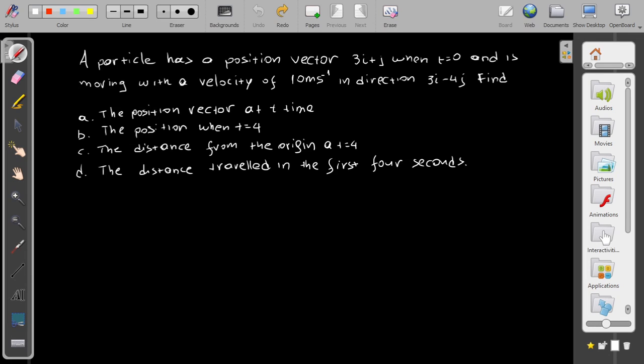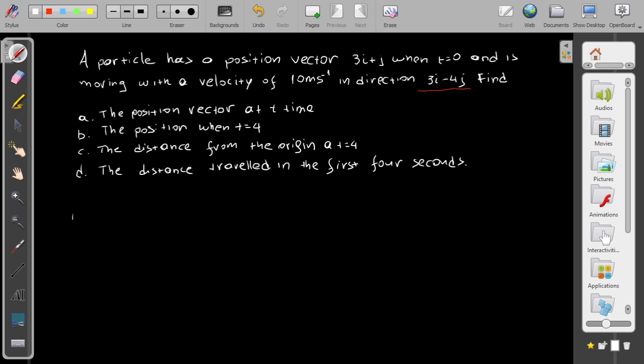Hello, this is Maths with Lemon, and in this example we will see one application of the unit vector. A particle has a position vector 3i plus j when t is equal to 0 and is moving with a velocity of 10 meters per second in this direction. Find first the position vector at t time.